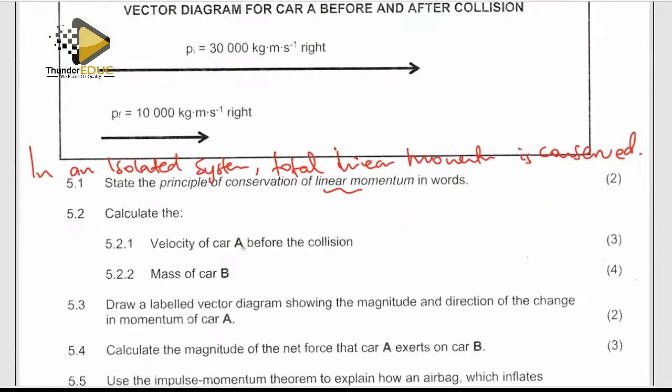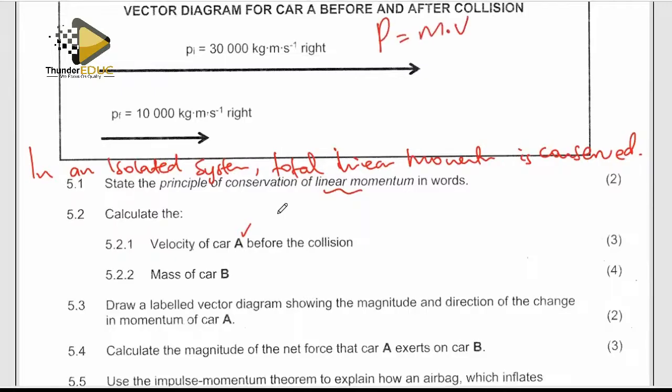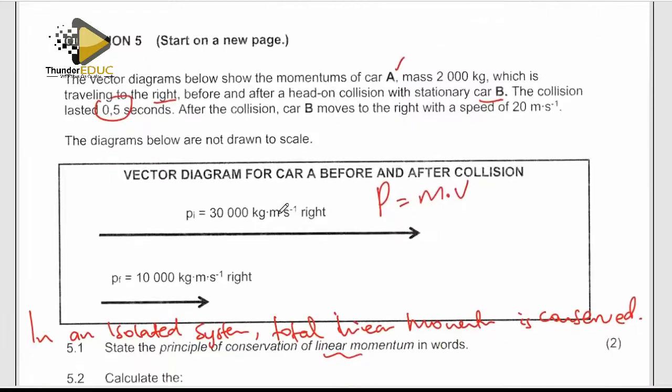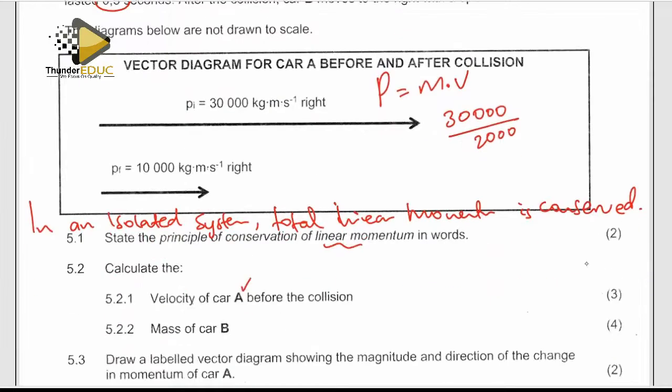5.2.1, they want us to calculate the velocity of car A before the collision. So what we have is the momentum, okay? And we know that momentum is given as the mass multiplied by the velocity. So we know the mass of A. So it's just going to be 30,000 divided by the mass, which is 2,000, which gives us 15 meters per second. Okay, so that is 15 meters per second. And then they want us to get the mass of B.